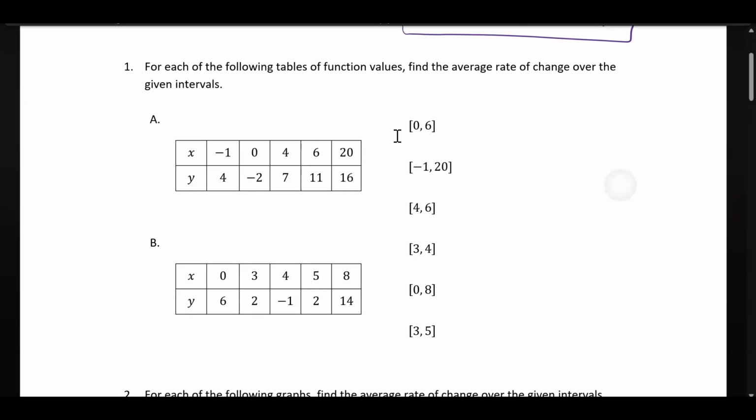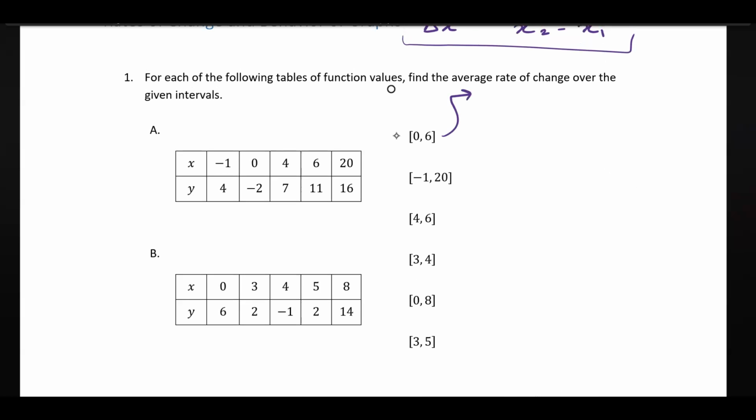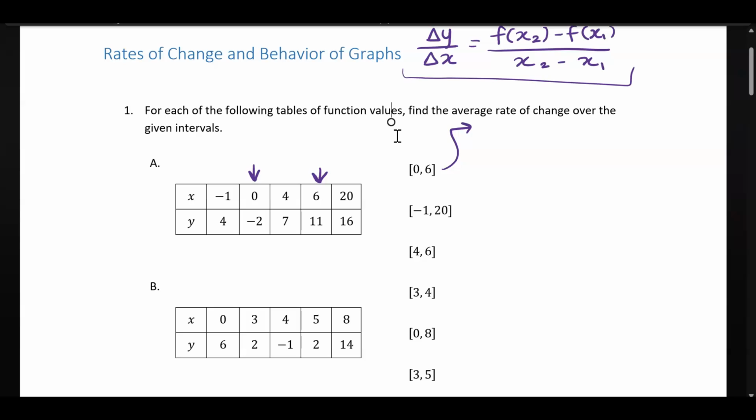So let's go ahead and check this out. I'm going to start off with this one. This is telling me, this is an interval, so keep that in mind. This is telling me from 0 to 6. So I'm going to look at 0 here, and I'm going to look at 6 here. I'm looking at my function values first. These are my function values. So let's go ahead and do 11 minus negative 2 all over 6 minus 0. 11 minus negative 2 gives me a positive 13, and then this is going to be over 6. So then this is my rate of change, also known as my slope. We've been calling it a slope for a while.